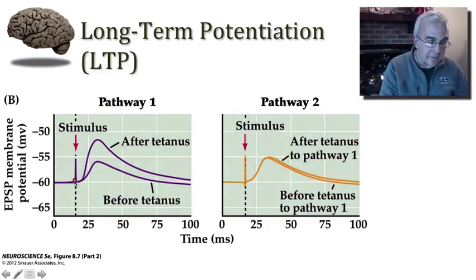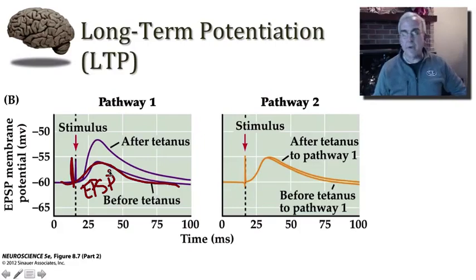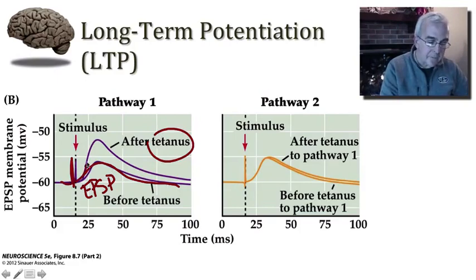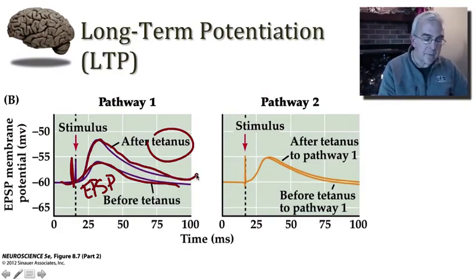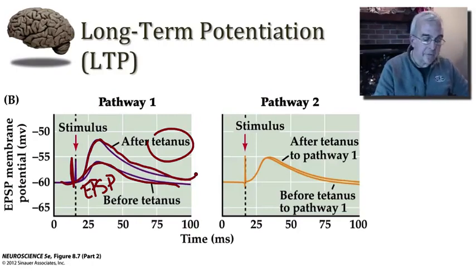So before the tetanus, a single electrical shock gave rise to a particular excitatory postsynaptic potential of a particular amplitude and a particular rate of rise. But then after this tetanus, look at what happened. The excitatory postsynaptic potential in the same pathway in response to a single shock is about doubled in amplitude. So this is long-term potentiation.